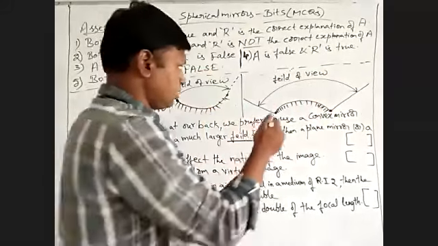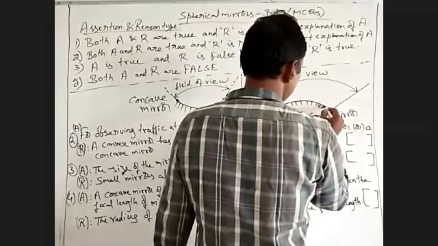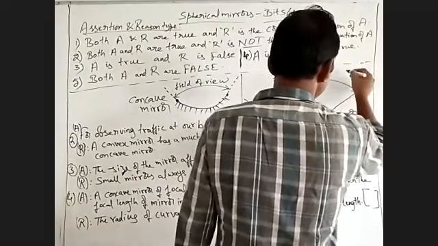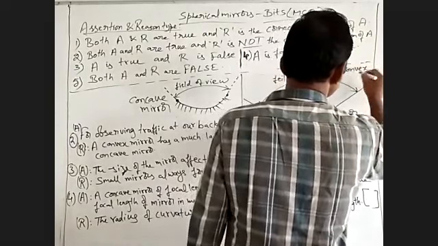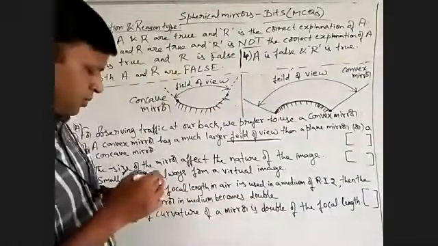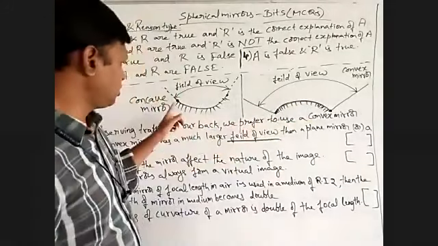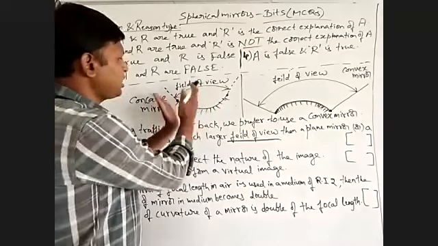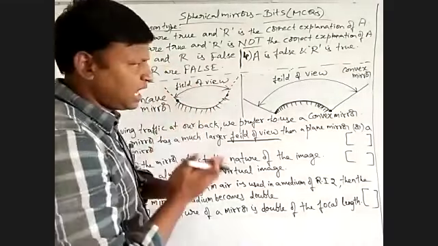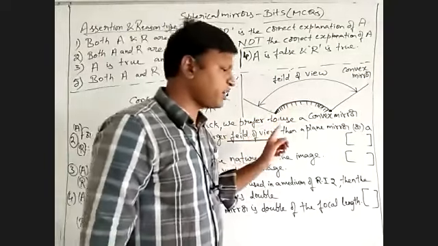Okay, convex mirror. So this is the convex mirror. So are you seeing? If you are able to observe this, this is the concave mirror, and this is the field of view of the concave mirror. And coming to the convex mirror, the field of view of the convex mirror.